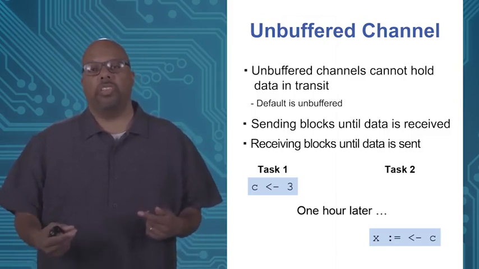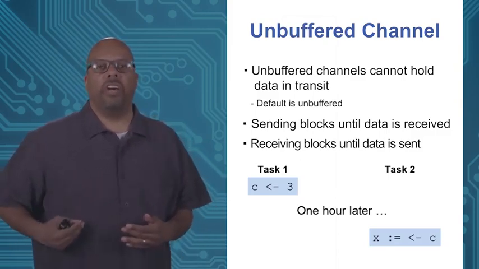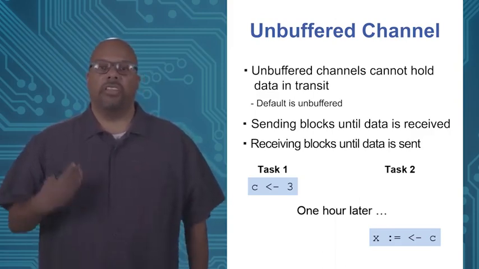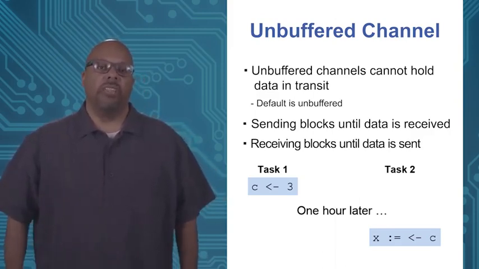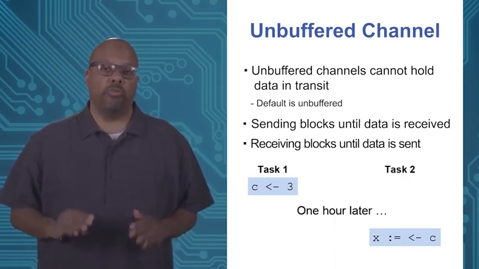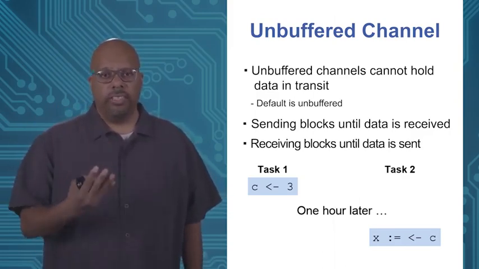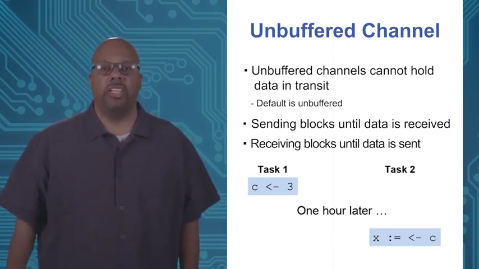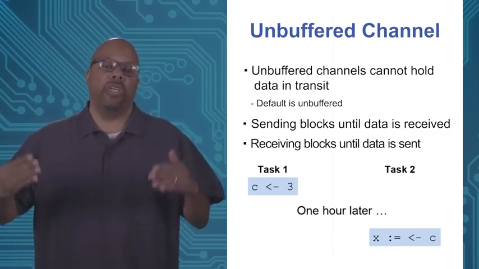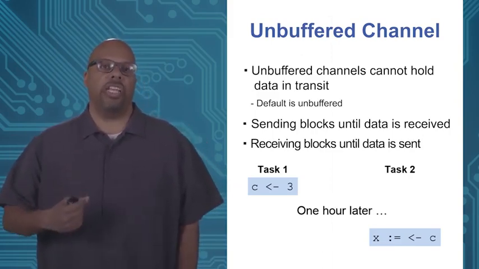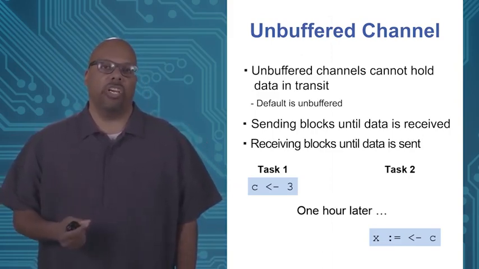I didn't show this example here, but the same thing happens if task 2 hits its receive first, if the ordering was switched. So let's say task 2 hits the receive first. There's nothing to receive, right? It just blocks. Task 2 will block there until an hour later, say, task 1 finally sends 3 onto the channel. When that happens, then task 2 can continue. Either way, send and receive are blocking instructions.